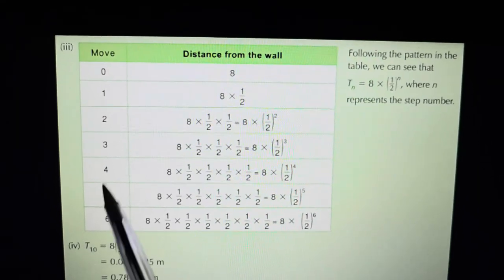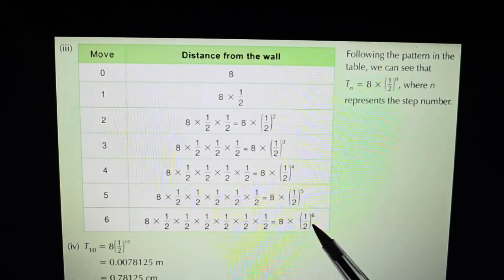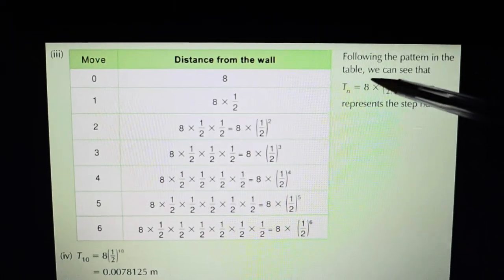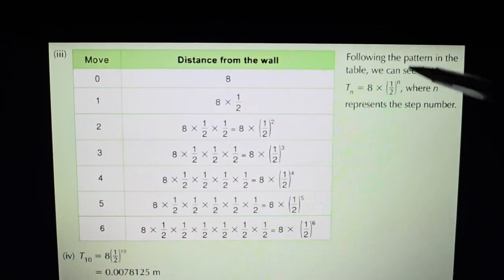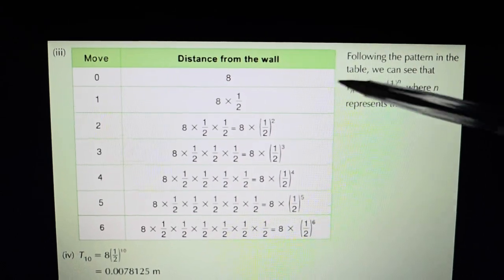So for each of the move numbers, it equates to whatever power was on the half. Therefore, to come up with a t of n formula, t of n would equal 8 multiplied by a half to the power of n moves. Okay? That would be based off of this table.